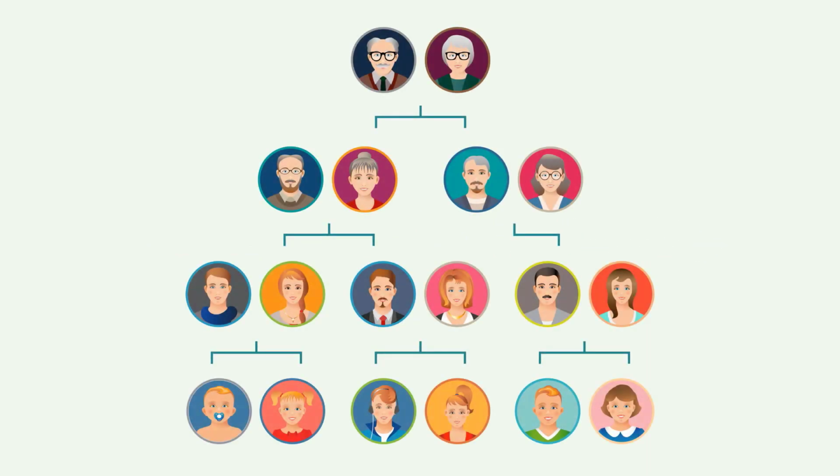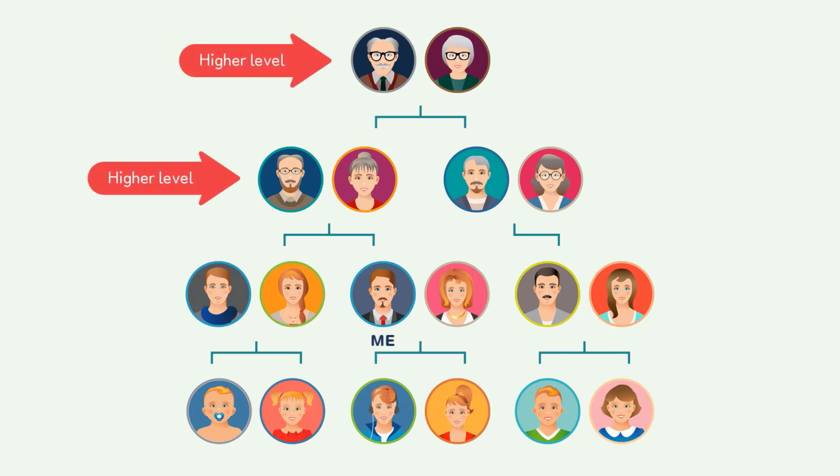Okay, so let's first take a look at this family tree chart. Now, in general, the level of hierarchy is quite easy to understand in families. The family hierarchy is exactly the way it's shown in this chart. Let's say that this is me, so this means that those above me are higher up in the hierarchy, and those below me are lower in the hierarchy.